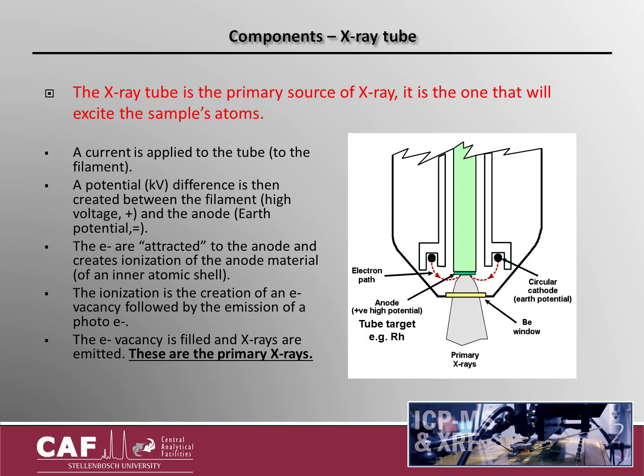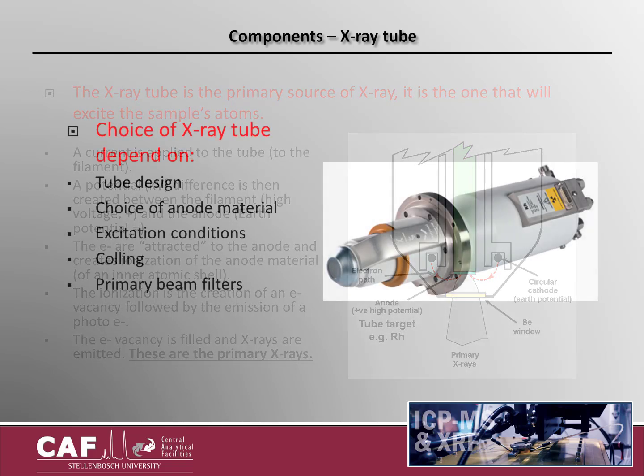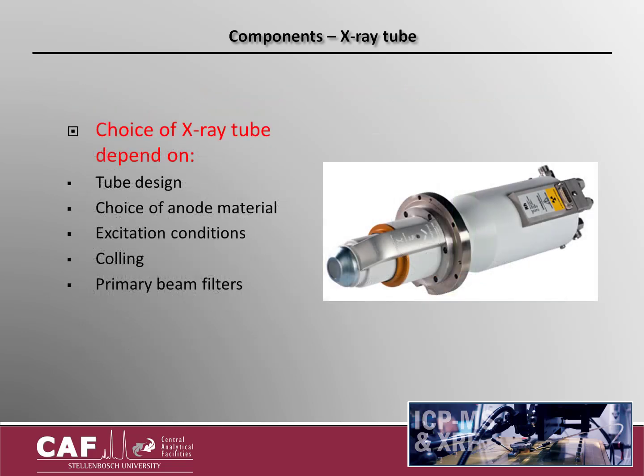A variety of X-ray tubes are available. The correct choice of an X-ray tube will depend on the tube design and the choice of anode material, that is usually rhodium, but can be molybdenum, gold, tungsten, copper, chrome, or scandium. Other factors, such as the thickness of the beryllium tube window, kilovolt and milliamp settings, cooling, and primary beam filters, will also contribute to choosing the correct settings to optimally excite the sample.